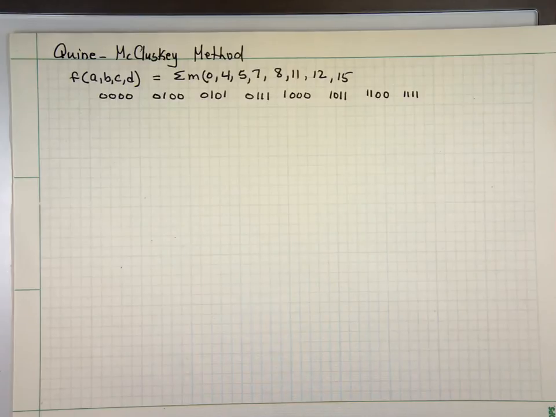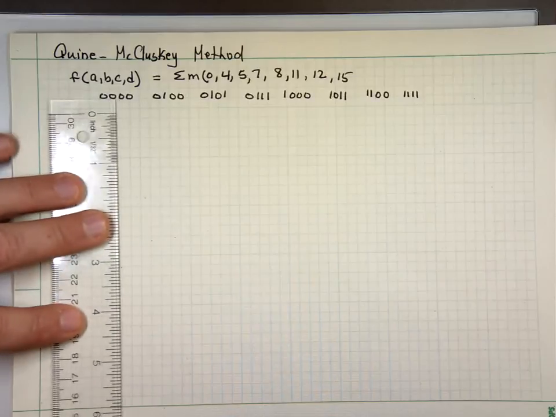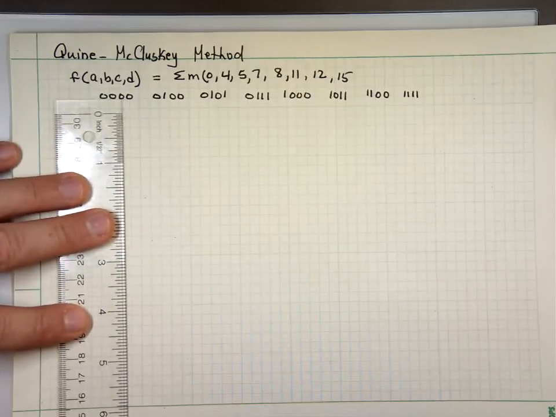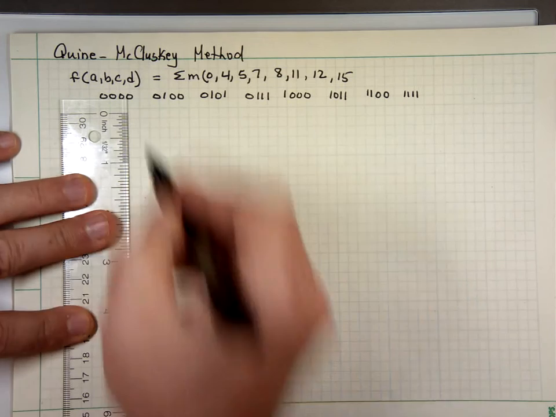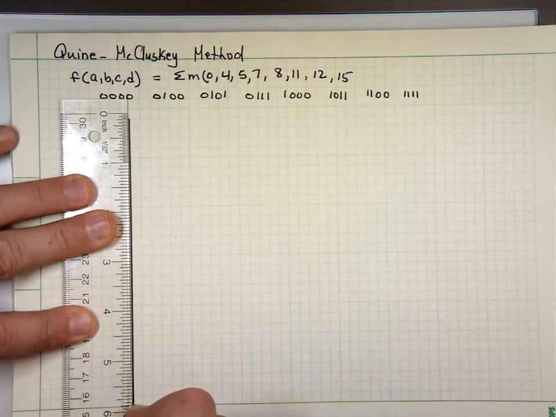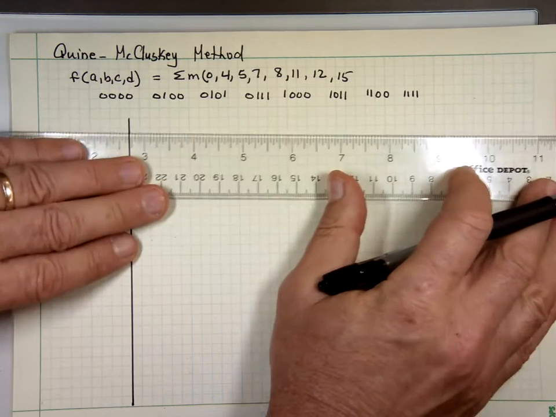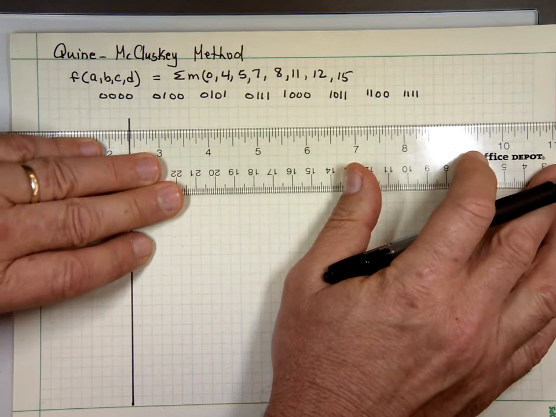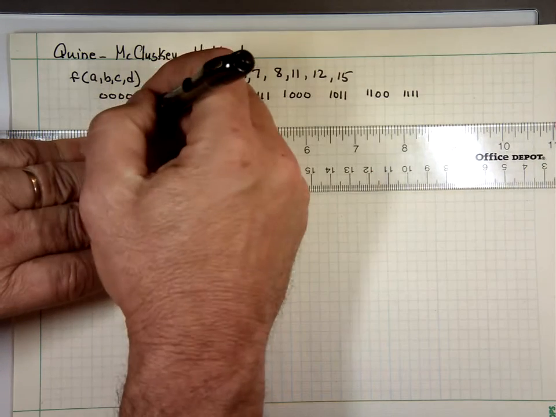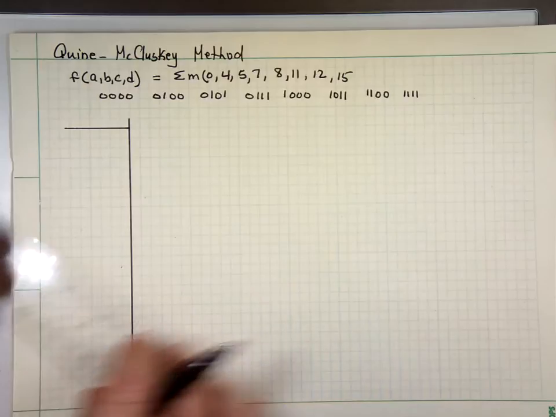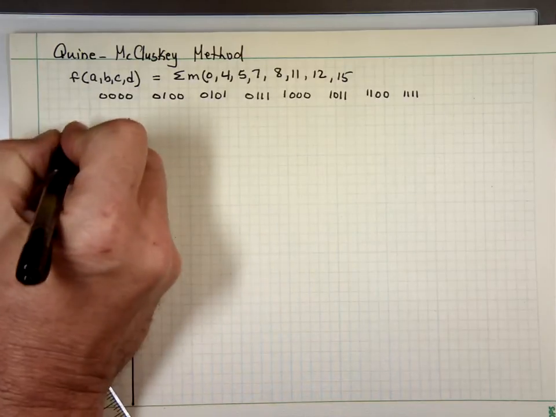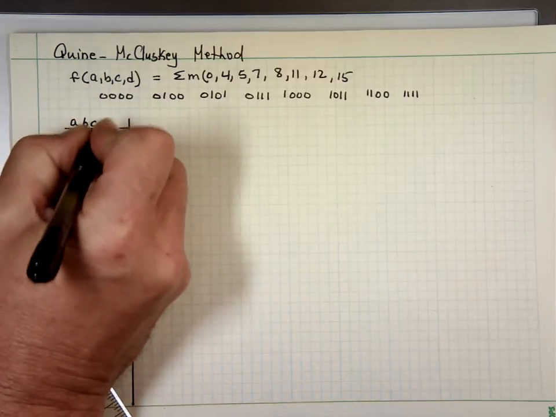So what the Quine-McCluskey method says, you know what? Let's break these. Here's my line. I'm going to put that A, B, C, D. I'm going to break it down into groups. Don't run the line past this point. You'll see why later. So this is A, B, C, and D.